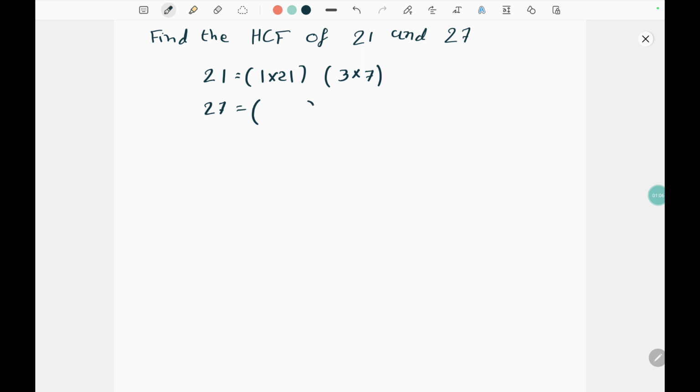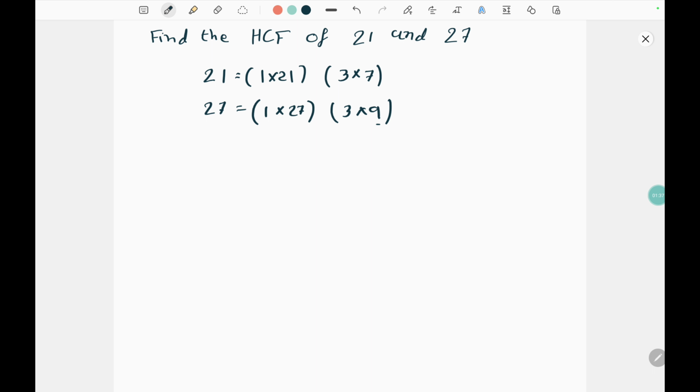Okay, now let's make all the factor pairs of 27, and as I told you, let's write in factor pair order. So 27 times 1 equals 27. Okay, let's see. 2 is not a factor of 27, so let's move on to 3. 3 times 9 is 27. Okay, 4, 5, 6, 7 or 8 are not factors of 27, and 9 is here.